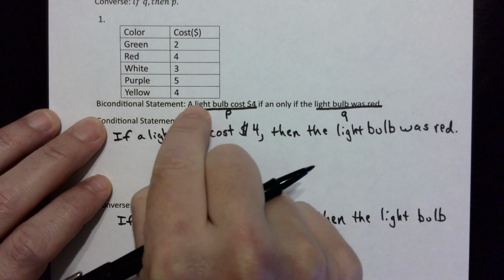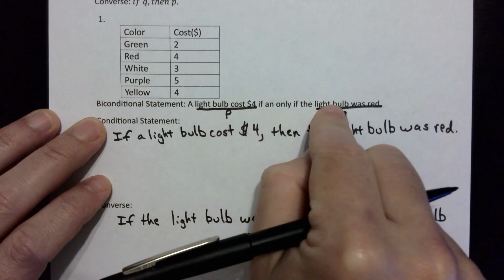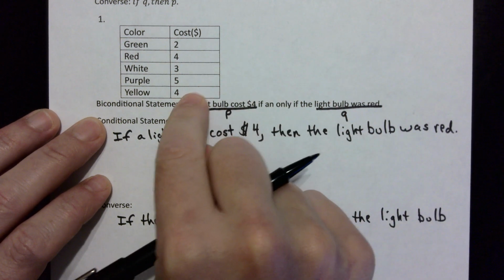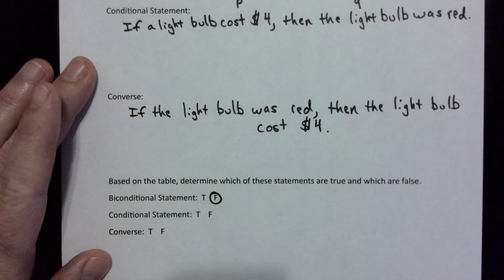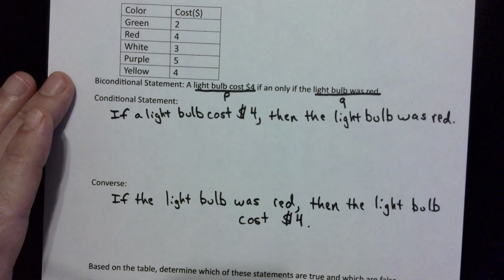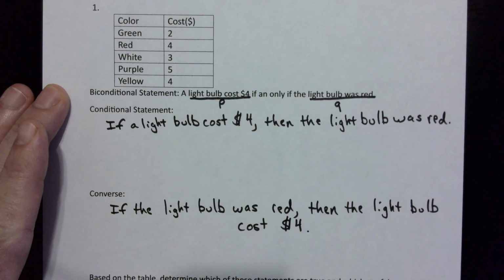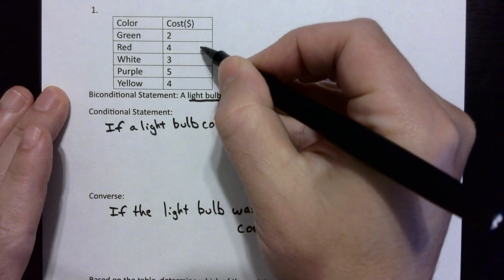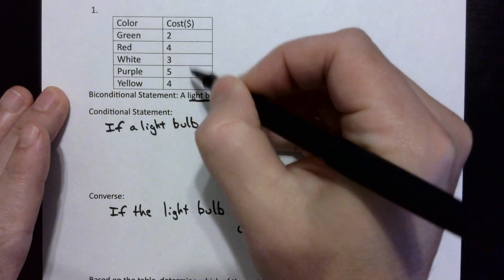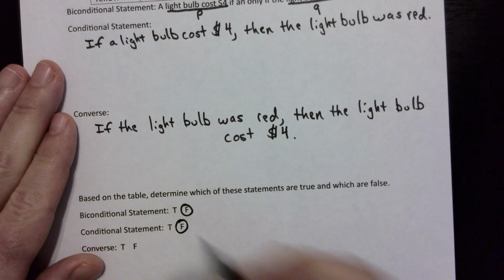So that says this statement is wrong. A light bulb costs $4 if and only if the light bulb was red is not true. It could also be yellow, so we're going to say false on that one. The conditional statement: if a light bulb costs $4, then the light bulb was red. Yes, this is red, but no, this is not red. So again, that is false.